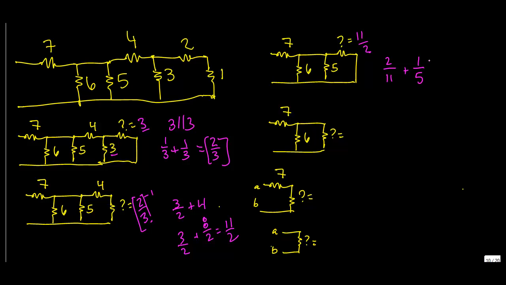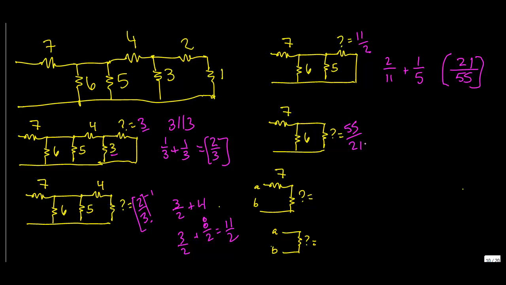So we got 11 times 1 is 11, 5 times 2 is 10. So basically we get a number like something over 55, and then we got 11 plus 10, so 21 over 55. And again, that's the reciprocal number, so the actual value here is 55 over 21.